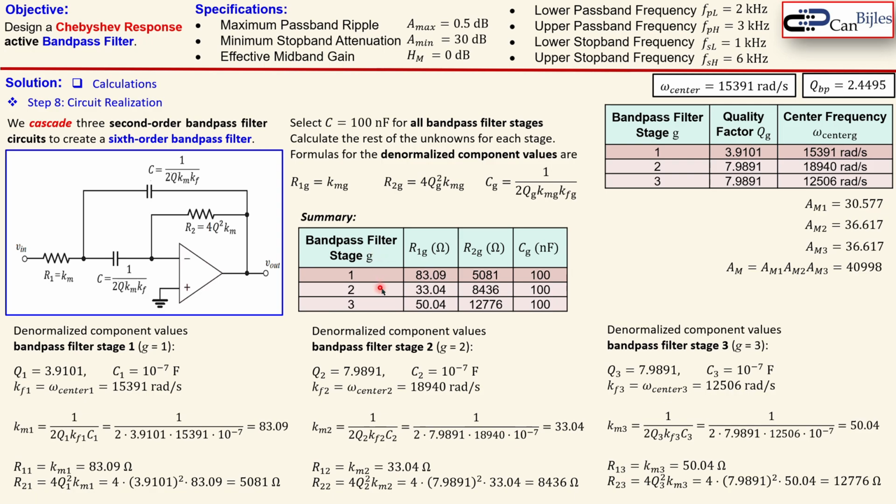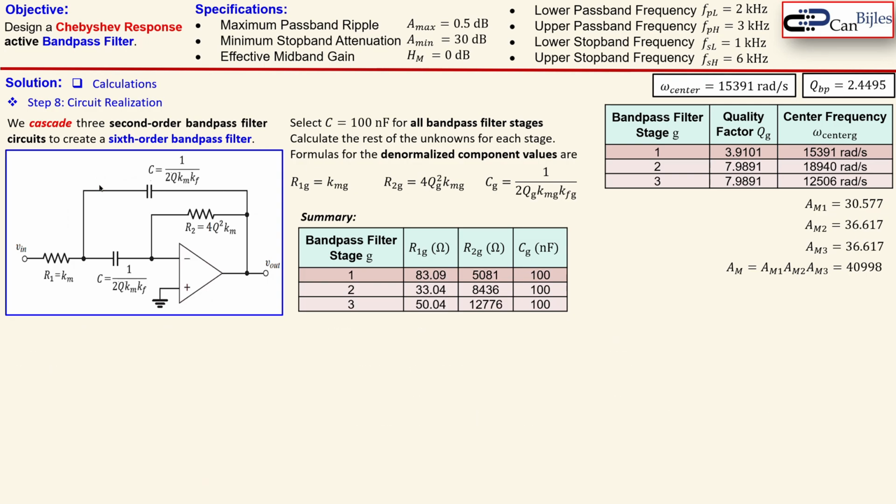So stage 1, stage 2, stage 3, and we have the R1, R2, and the capacitors, but these are all 100 nanofarads we have selected. And you have these values. So we need to use these values in 3 times this circuit in cascade.